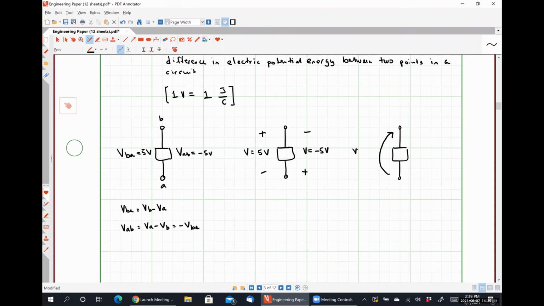So the same thing, our voltage is 5 volts. The head of the arrow is associated with the positive polarity terminal, and the tail of the arrow is associated with the negative polarity terminal. This voltage is identical to this voltage. V is equal to -5 volts.